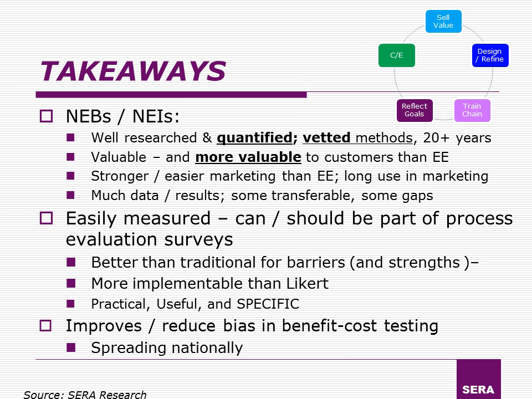There's a lot of data, some gaps, but they're easily measured, and they can and should be part of process evaluation surveys, I think. They're a better way of measuring traditional barriers and strengths, and more implementable and more actionable than the Likert scales that I often see in those evaluations. It improves and reduces the bias in benefit cost testing, which is spreading nationally.